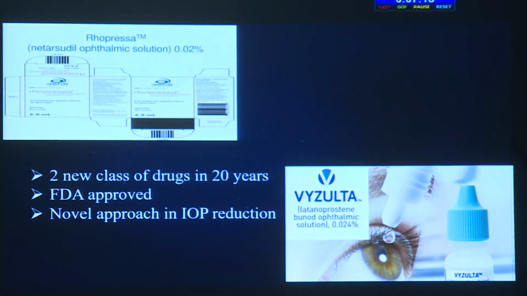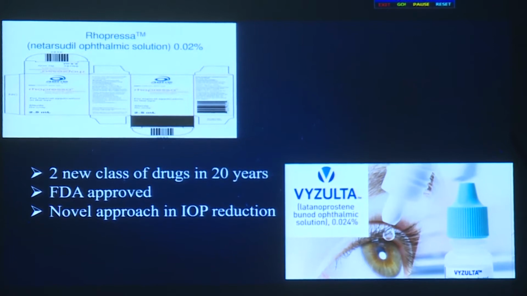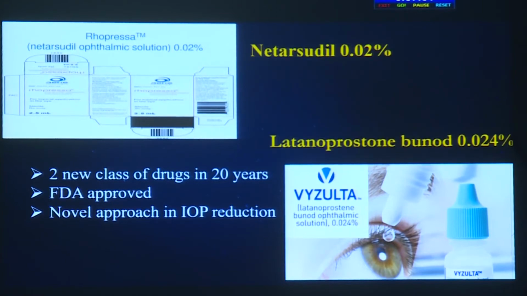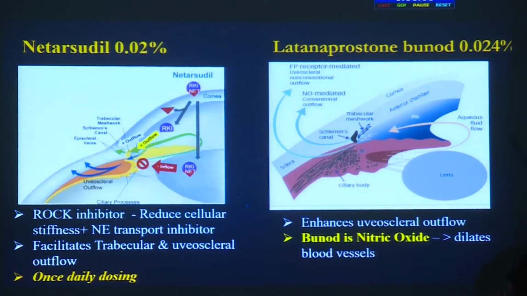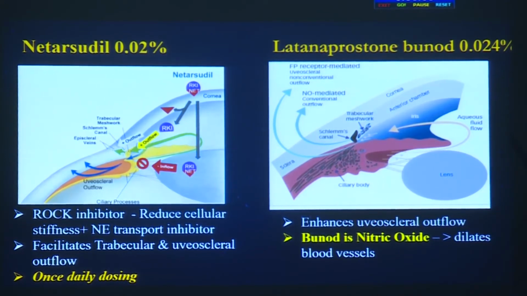After 20 years, we are now going to have two new classes of drugs approved by the US FDA this year. Netarsudil 0.02% and latanoprostene bunod 0.024% have a novel approach in IOP reduction. Netarsudil is a ROCK inhibitor shown to reduce cellular stiffness. It is also a norepinephrine transport inhibitor. It facilitates trabecular and uveoscleral outflow. The once-a-day dose is as effective as the timolol BID dose and has no contraindications like timolol.